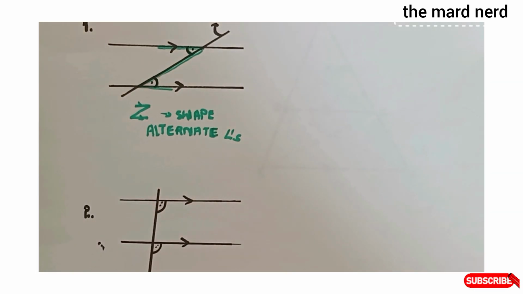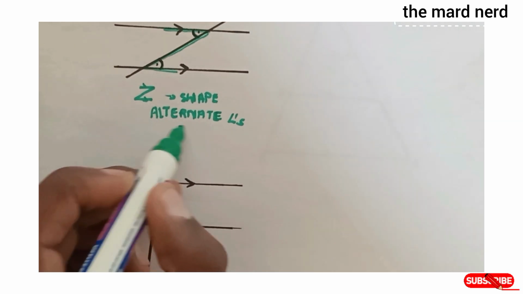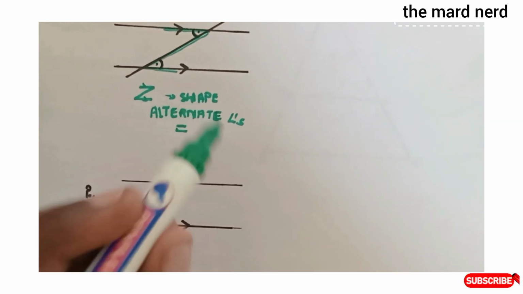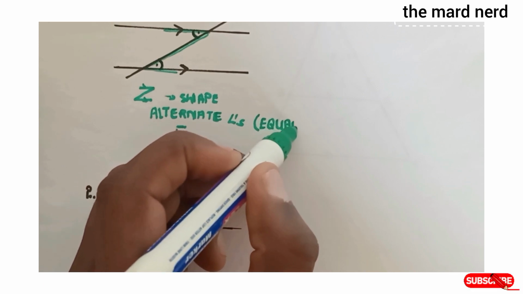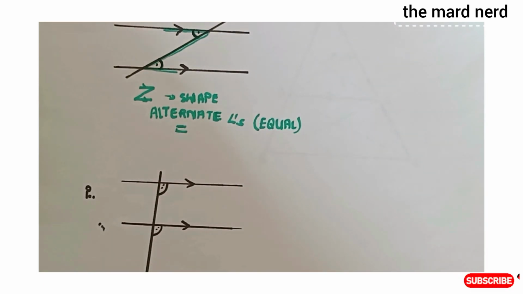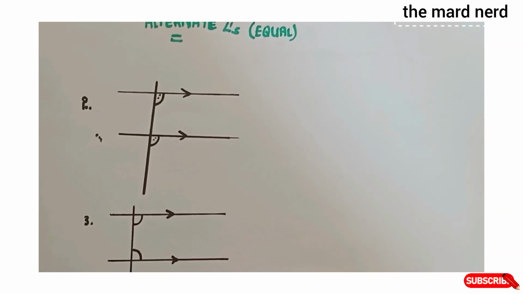And one more interesting thing about the alternate angles is that they are equal. So alternate angles, they are equal. So now, what we have between the parallel lines is one of the angles that are found between the parallel lines, that is alternate angles. And now let's look at one of the other angles that are found between the parallel lines.